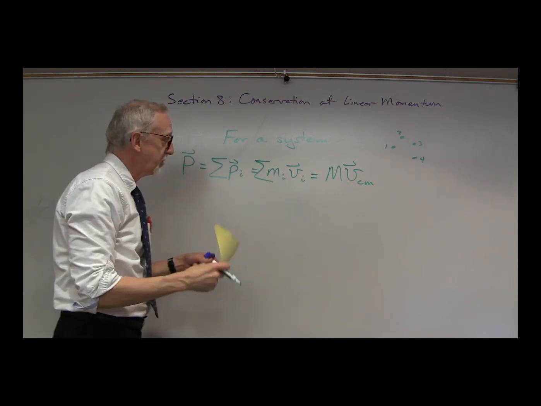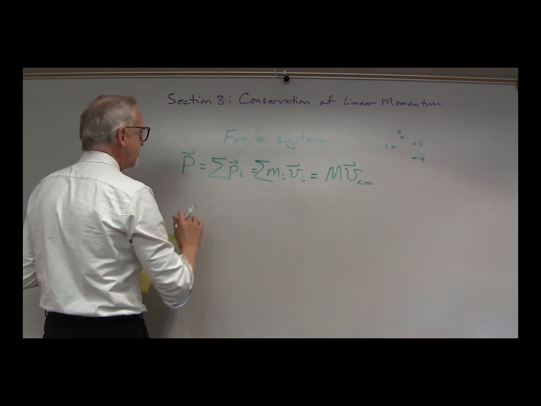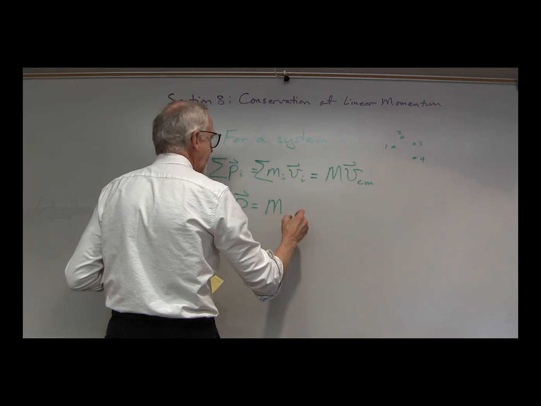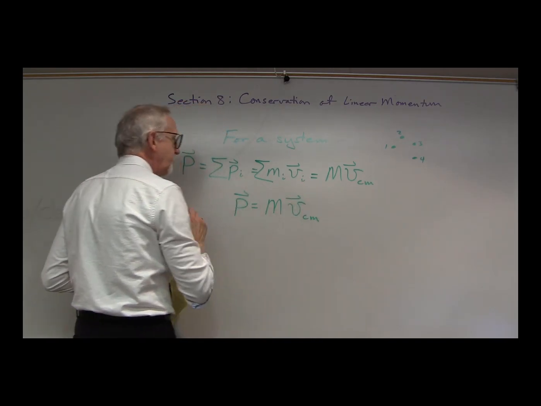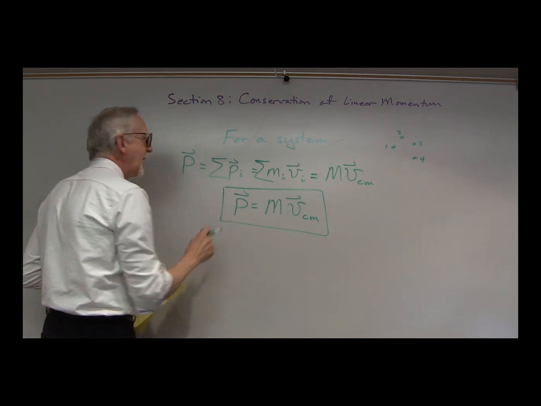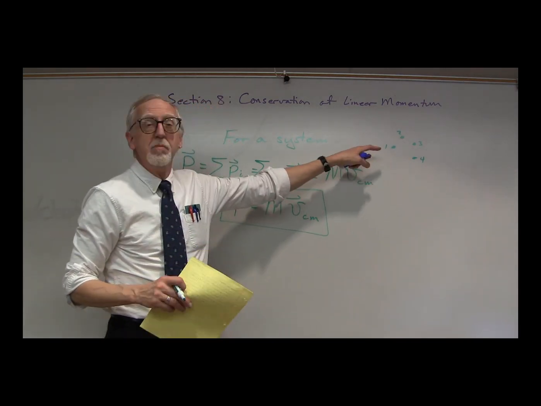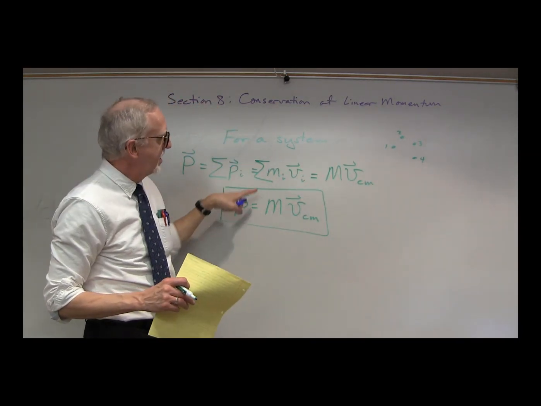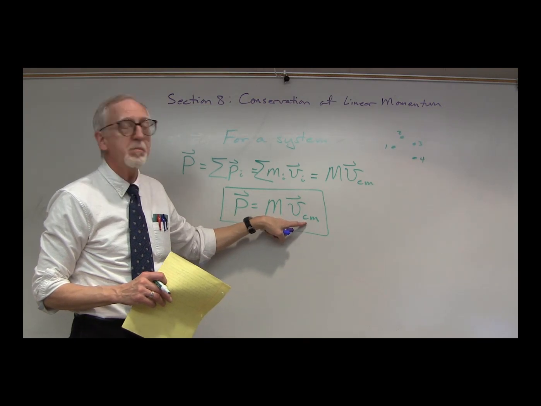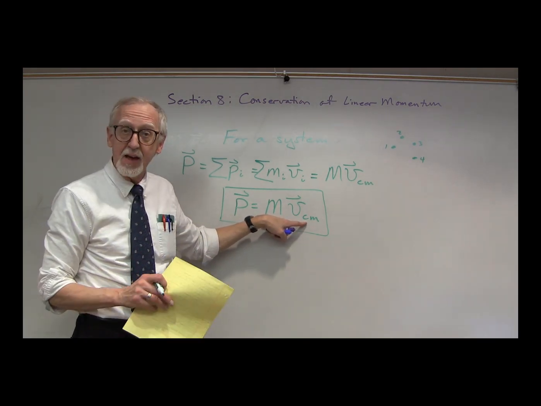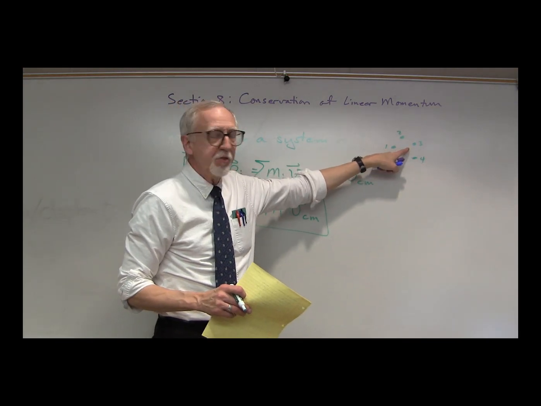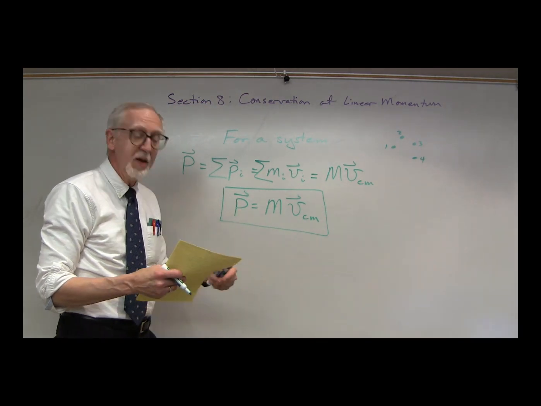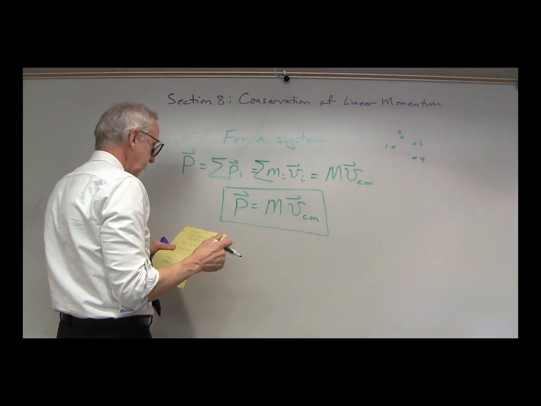Well, that's a very interesting result, and let's just write that down. So the total momentum of the system is equal to the total mass times the velocity of the center of mass. So when looking at an entire system, we can get the total momentum of the entire system by taking the total mass and multiplying by the velocity of the center of mass. So if the center of mass is not moving, even if these are moving around it, if the center of mass is stationary, then the total momentum is zero. That's a very interesting result.